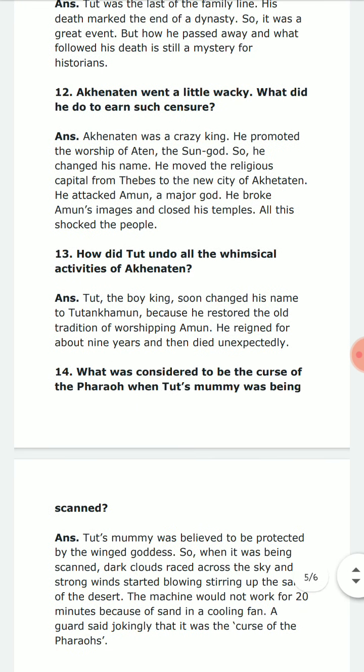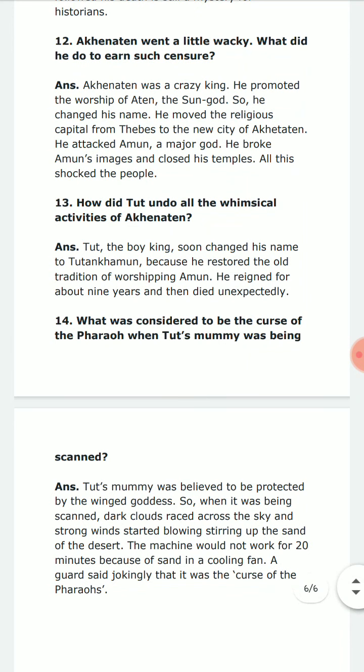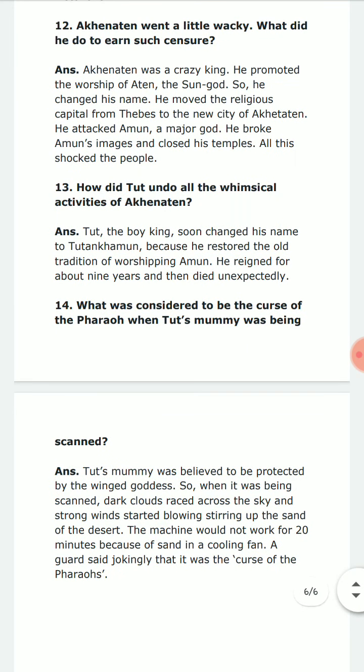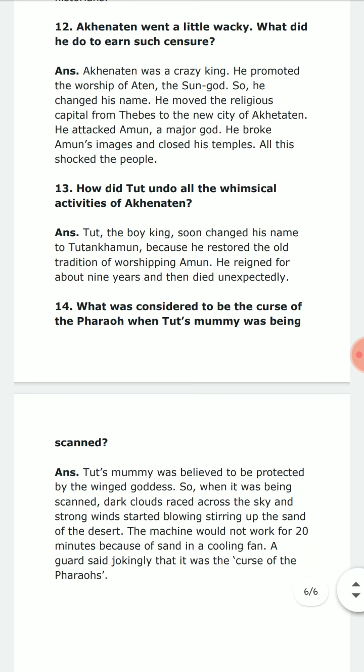Dear students, now I am moving on to question number 12. Question number 12 is related with Tut's father, who was a dictator, or rather a very cruel pharaoh. So the question goes like this: Akhenaten went a little wacky. What did he do to earn such censure? Wacky means crazy, or rather whimsical. So, what can be the answer of this?